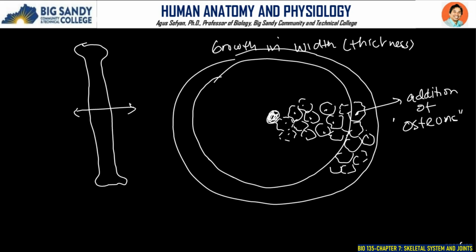Okay, so formation of osteon. So osteon will be growing to the side. That will make the bone become thicker. Okay, so when we young, for example, our bone is relatively skinnier, eh? Then it's gonna be developed into thicker bone by adding the osteon. Okay, so that's the bone growth in thickness or in width.